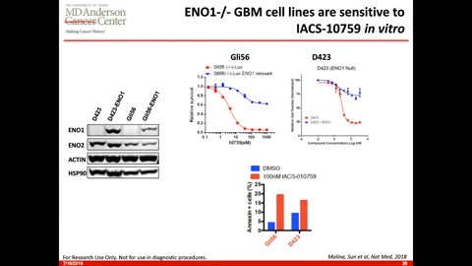So using two ENO1 homozygous deleted glioblastoma cell lines, one is D423 and the other is GLI-56, we see robust single-agent activity in vitro from IX-10759. And importantly, when we overexpress ENO1 in these models, we see much less anti-proliferative response from the OXPHOS inhibitor. And in these two models, we also see a robust apoptosis by treatment using IX-10759.